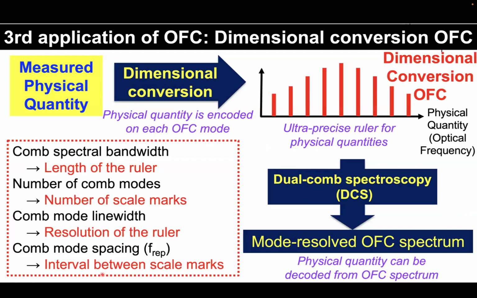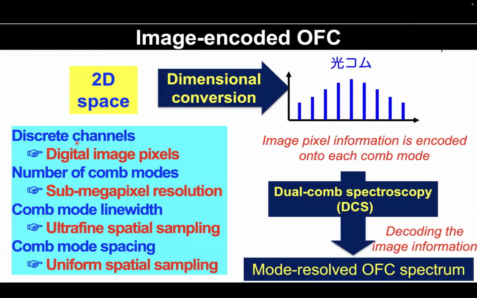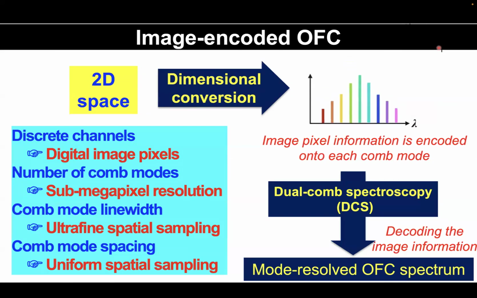To confirm this concept, we set the 2D space as a measured physical quantity. In this case, the 2D space or image pixel information is encoded onto each OFC mode by dimensional conversion between the 2D space and wavelengths. The result is the image-encoded OFC.